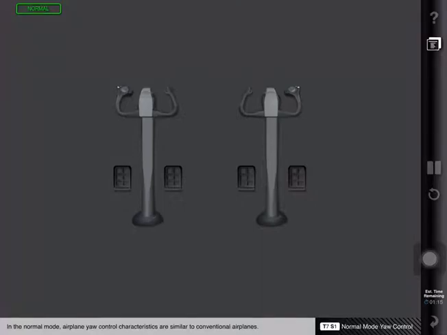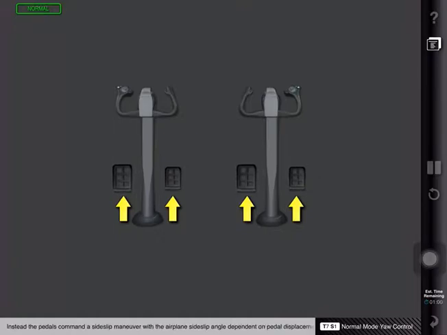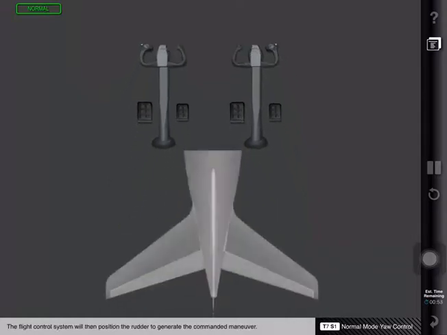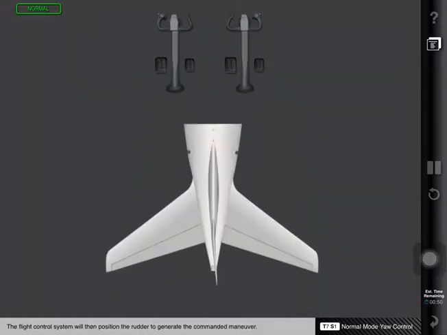In normal mode, airplane yaw control characteristics are similar to conventional airplanes. Unlike conventional airplanes, the rudder pedals do not directly position the rudder surface in flight. Instead, the pedals command a sideslip maneuver, with the airplane's sideslip angle dependent on pedal displacement. The flight control system will then position the rudder to generate the commanded maneuver. The system constantly monitors airplane response to pilot inputs and repositions the rudder as necessary.